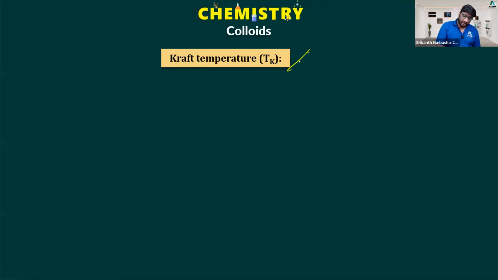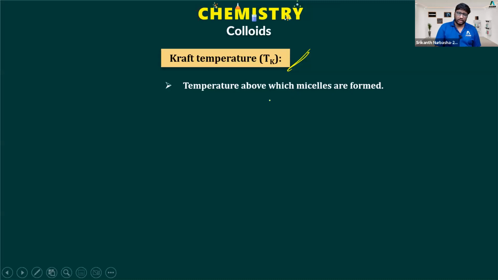Kraft temperature, TK, as I have told you, is the temperature above which micelles are formed. Below that temperature, micelle formation is not going to happen. Why? Because below that temperature the molecular motion is reduced. Because of lesser molecular motion, micelle formation does not happen easily. So the temperature above which micelles are formed is said to be the Kraft temperature.